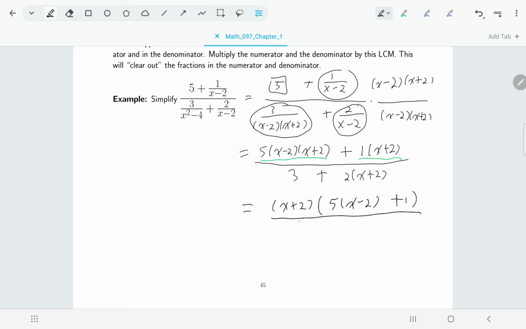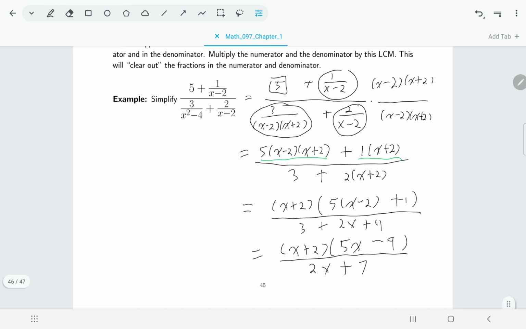For the denominator, I just need to do a little bit of expanding. And then now I'm pretty much finished. In the denominator, I would have 2x plus 3 plus 4, or in other words, 2x plus 7. And in the numerator, I'd have x plus 2 times that second bracket. And that second bracket, when I expand and simplify, I would have 5x minus 10 plus 1, or in other words, 5x minus 9. So I get exactly the same answer as before, but a little bit faster.